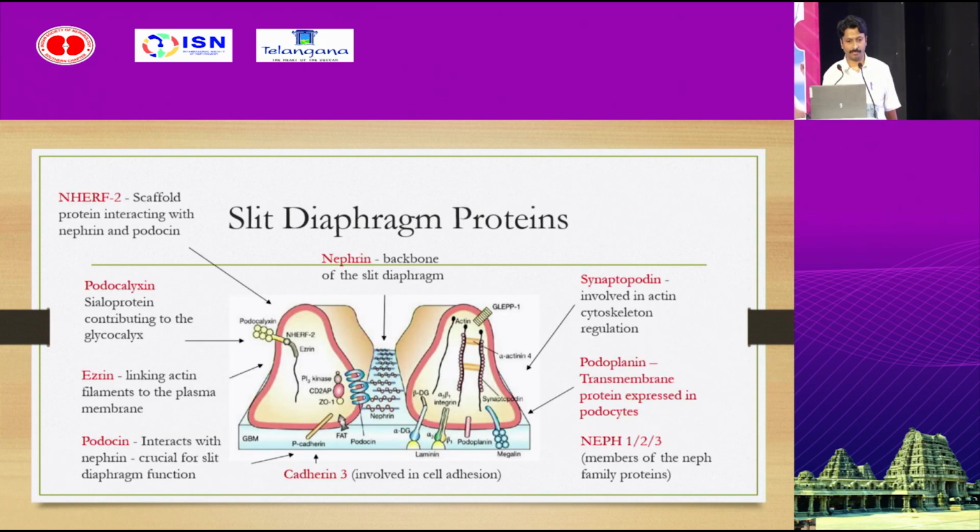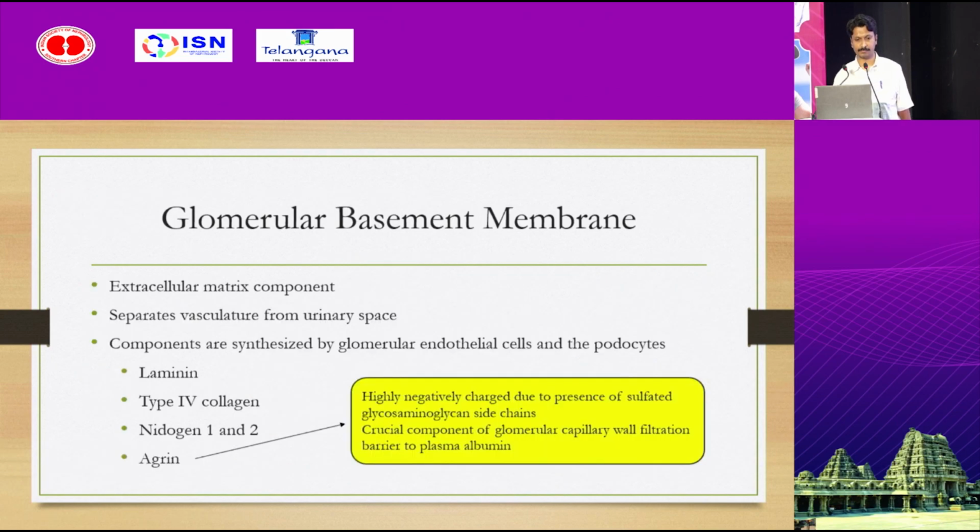The slit diaphragm has multiple proteins, as we all know, with nephrin, synaptopodin, podoplanin, cadherin, podocin, ezrin, and podocalyxin, and all these proteins have some role to play in the pathogenesis of minimal change disease. Another important component of the glomerular filtration barrier is the glomerular basement membrane, which has multiple main components, that is laminin, type 4 collagen, nidogen 1 and 2, and agrin. The agrin is very important because it again contributes to the negative charge of the glomerular basement membrane.